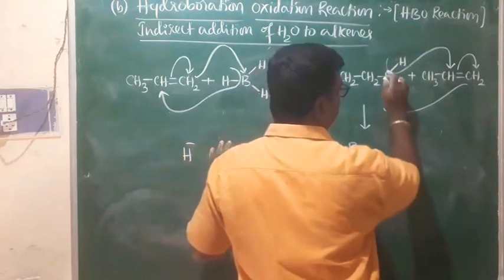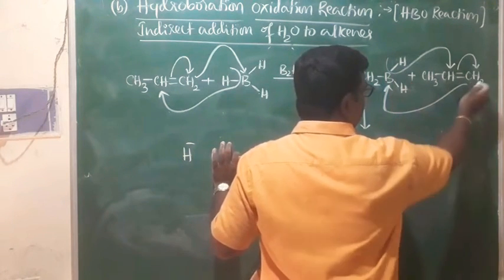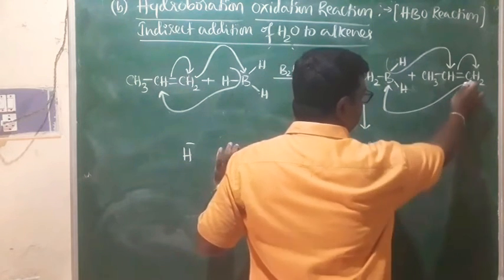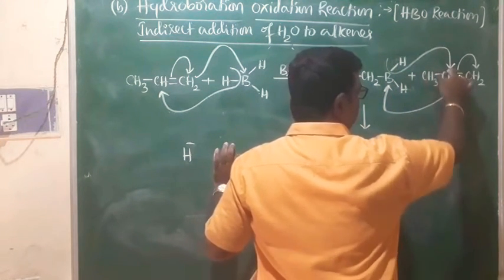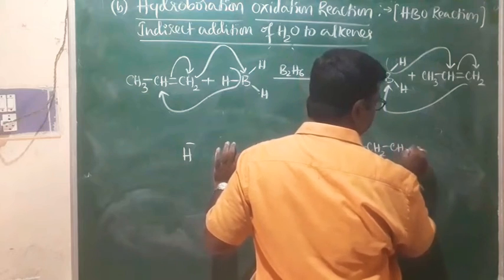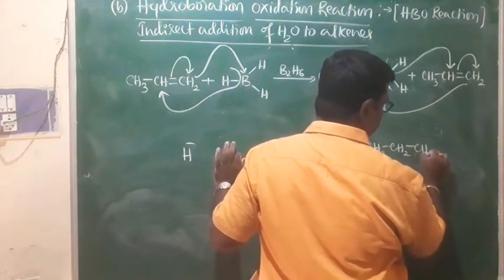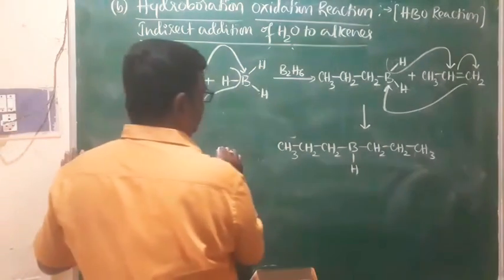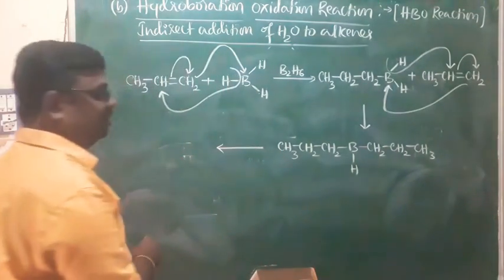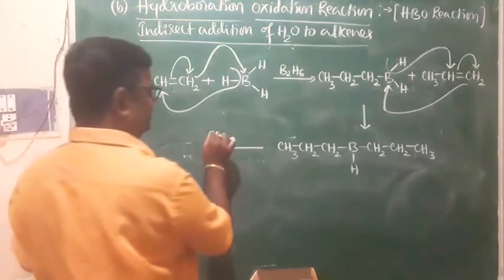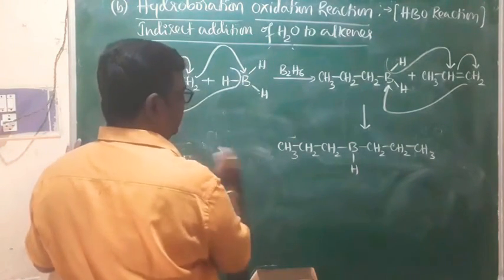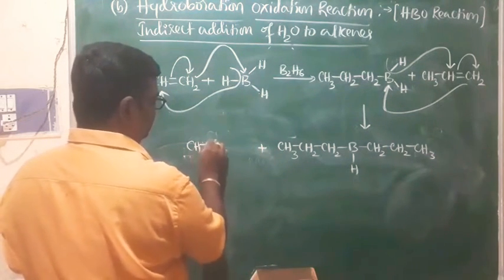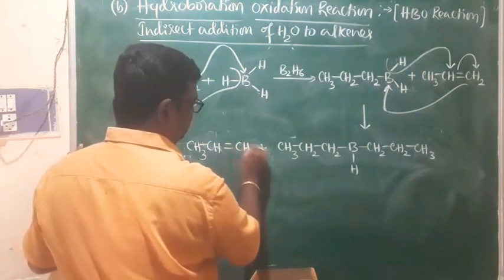Now what happened? This is connected to boron. What is that? CH2. CH2 is connected to this. H minus is connected to this. CH becomes CH2, and as usual CH3, right? Still we have one more hydride. That reacts with CH3, CH double bond CH2, right?